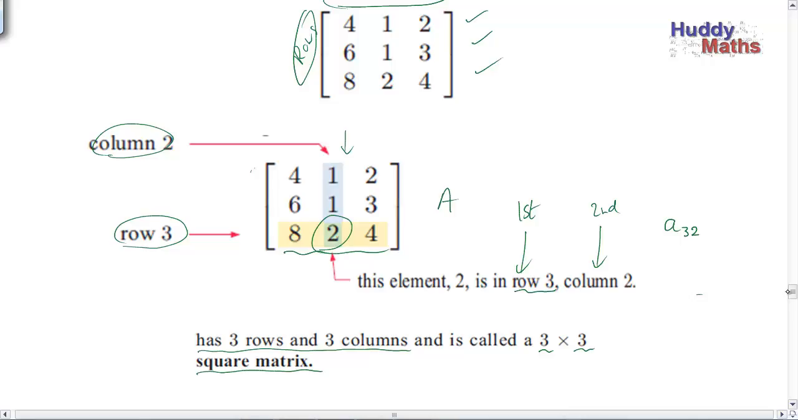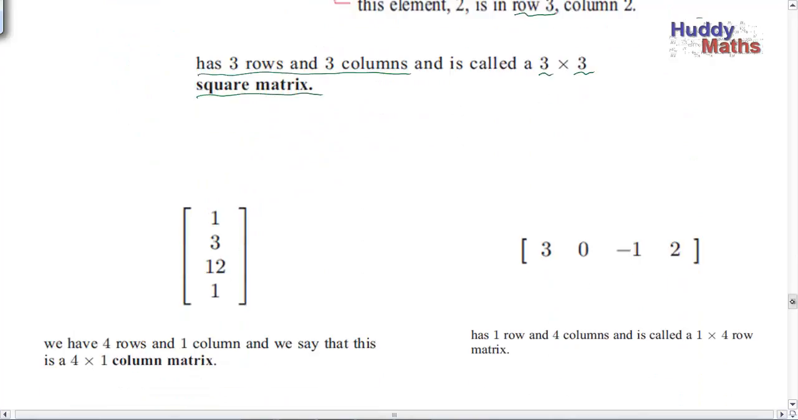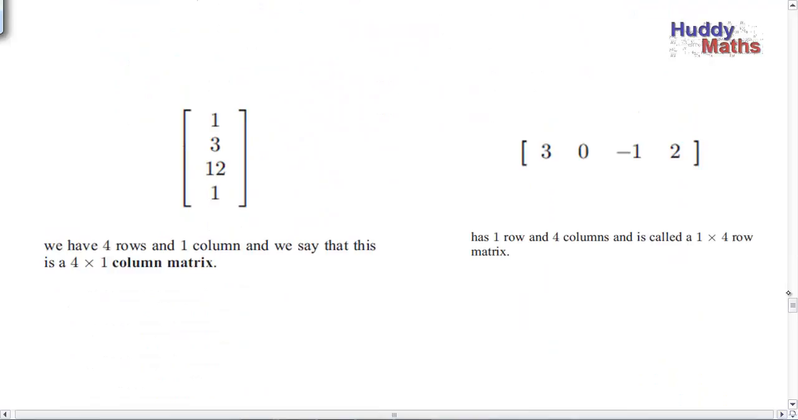All right, come down and have a go at some things here with our new definition. Here, what have we got? We've got 1, 2, 3, 4 rows and 1 column. We say this is a 4 by 1 column matrix. What's this one? Only 1 row and 4 columns. So this is a 1 by 4, always rows first, matrix.